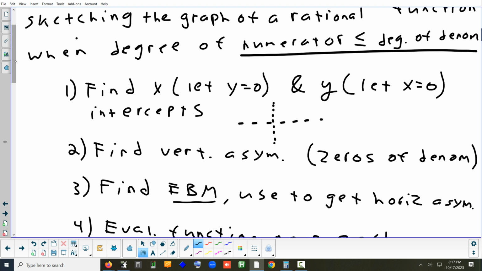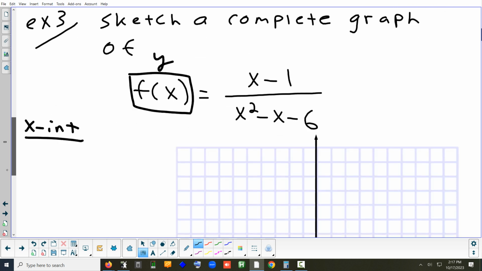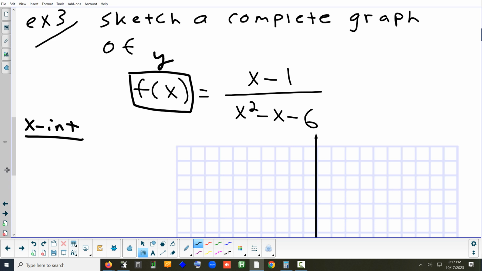To find the x-intercept, it says to let what letter equal 0? Y. So let's let y equal 0. You fill in a 0 on this side. 0 equals (x minus 1) over the denominator.